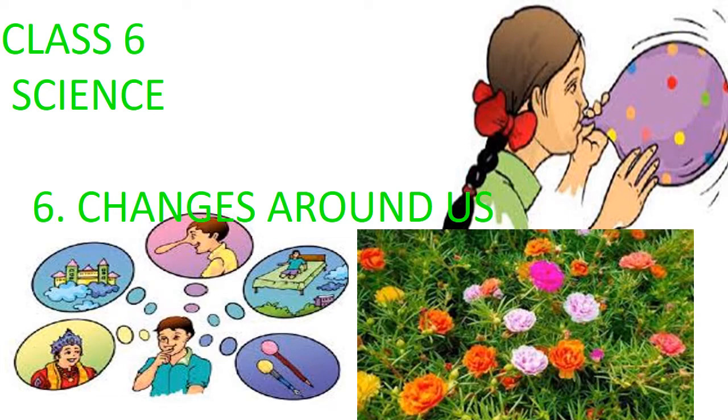So, in the previous class, we had completed the fifth chapter. As you all know, the name of the fifth chapter was Separation of Substances. And in that chapter, we studied how to separate the substances.